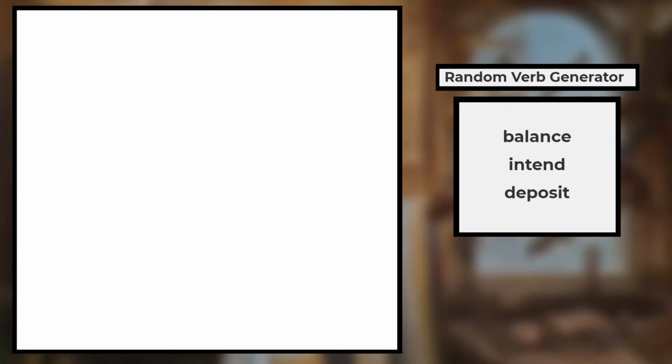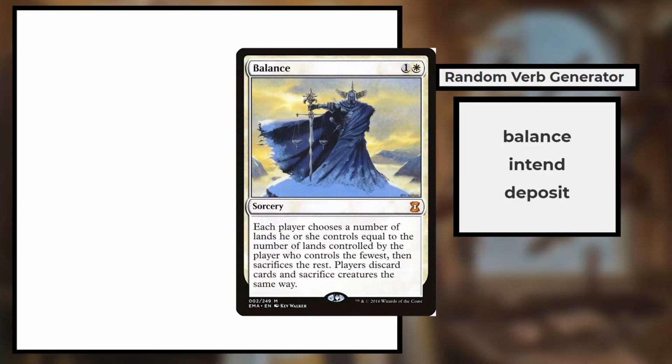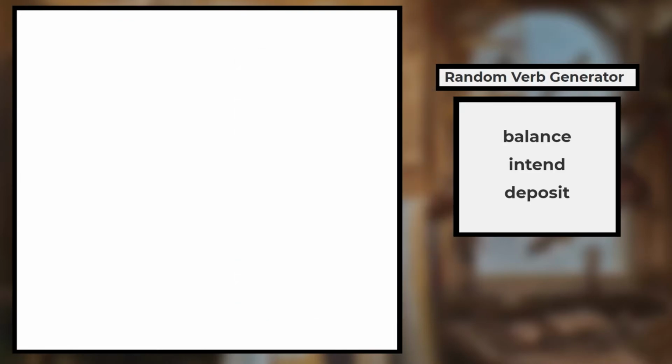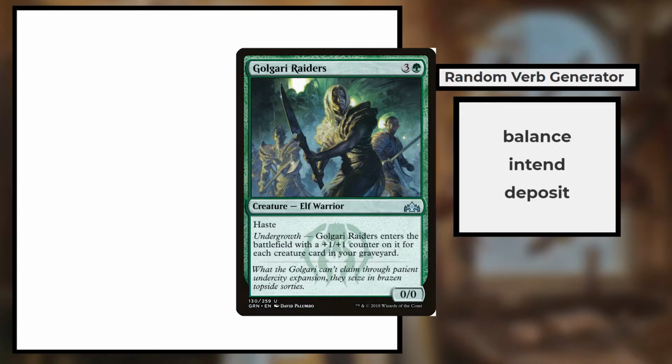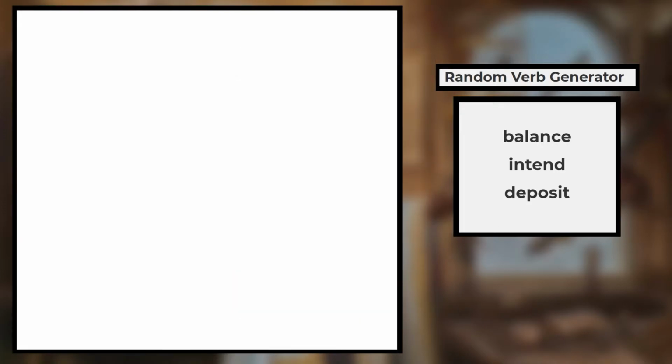Starting off, we have balance, intend, deposit. So, okay, going through my thought process, balance. There is a card called balance, I believe, and maybe we can do something along the lines of an effect that changes based on your opponent. So, you gain balance, and then it's kind of like undergrowth, where it's a descriptor, where it's like balance, line, you gain 1 life for each creature, or you do something based on the number of creatures your opponent has in comparison to you.